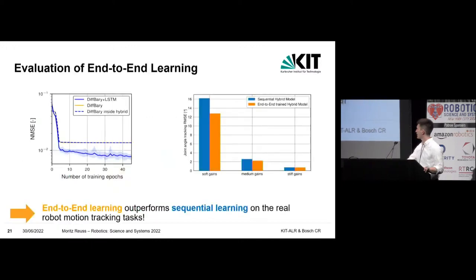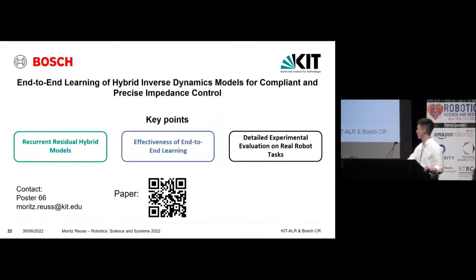Our other experiments are focused on the end-to-end learning of our hybrid model, where we conduct several offline and real robot tracking experiments to benchmark it against the sequential learning on our real robot motion tracking tasks. We're able to show that end-to-end learning outperforms the sequential learning.